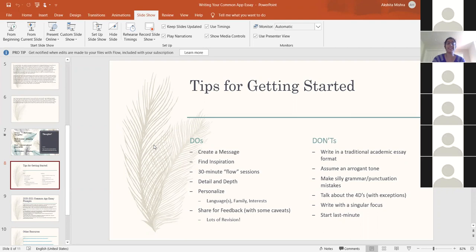And then personalize. You can personalize with languages, by incorporating family members, by explaining why your interests are important to you. I'm sure everybody does debate or some sort of activity where there's a lot of overlap, where a lot of students do that activity. But why is it different for you? What does it mean to you? And how can you add things that are uniquely you to your essay, so it makes it stand out to admissions officers?